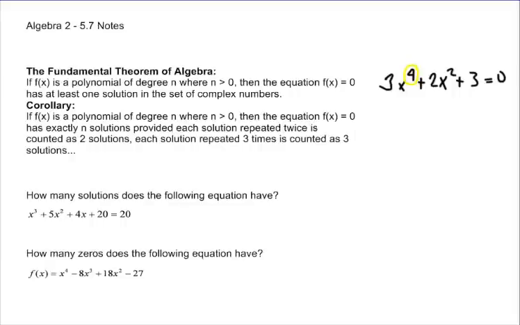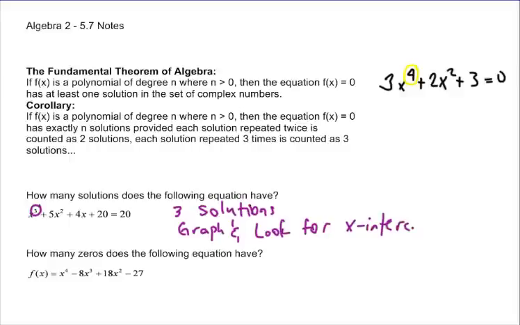So how many solutions then, just using this, how many solutions does the following equation have? Well, go ahead and look right here. That's going to tell you how many solutions you've got. And so this guy is going to have 3 solutions. And if you want, you could graph this and look for x-intercepts. And if you can find an x-intercept, you have found a solution.